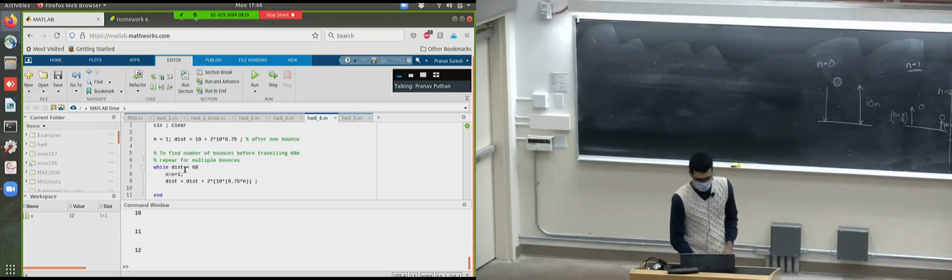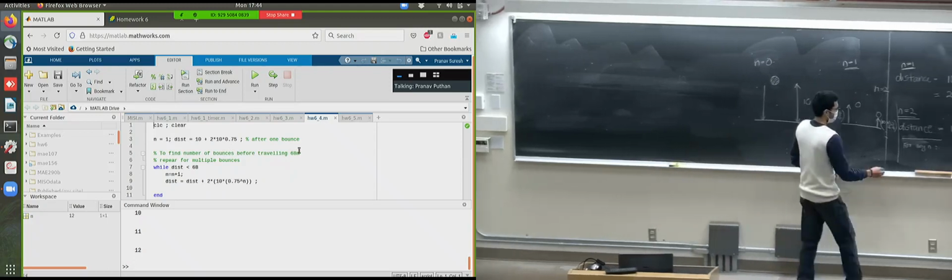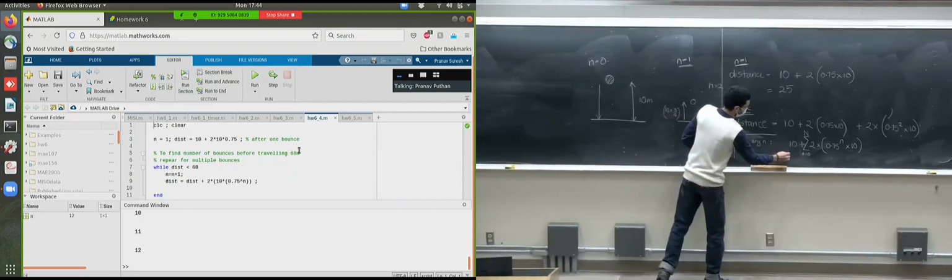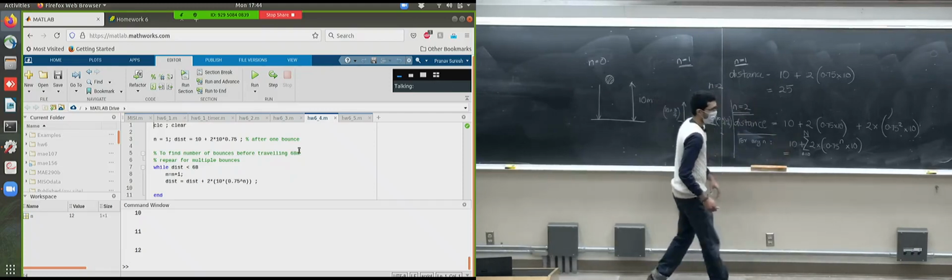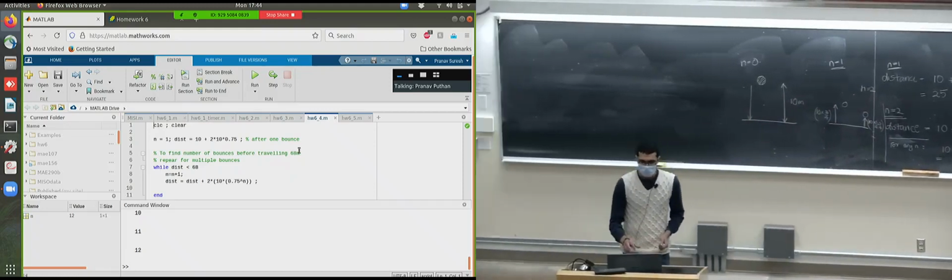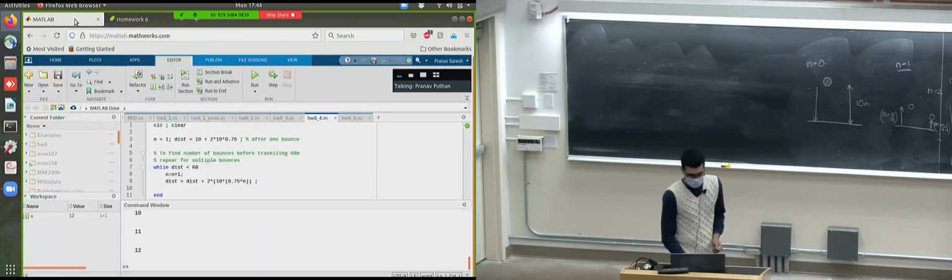So let's say, for example, we want to find the number of bounces before traveling, let's say, 68 meters, right? So if you get the distance after n bounces, now it's easy, right? You just have to compare this to the value of the total distance given in the question. So the question here is for 69.99 meters. Let's say I've performed this operation for 68 meters.